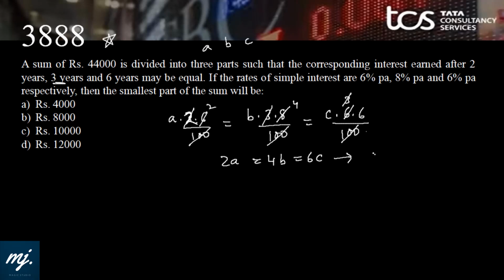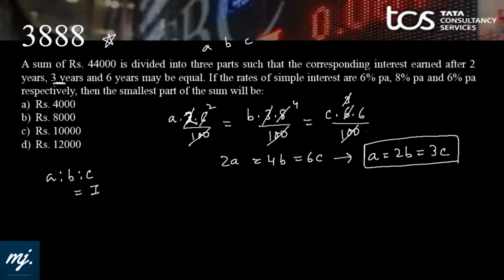That can also be written as A = 2B = 3C. First try to find this proportion: A = 2B = 3C. Then the ratio of A : B : C is nothing but the inverse ratio of 1 : 2 : 3. And we know how to calculate the inverse ratio.